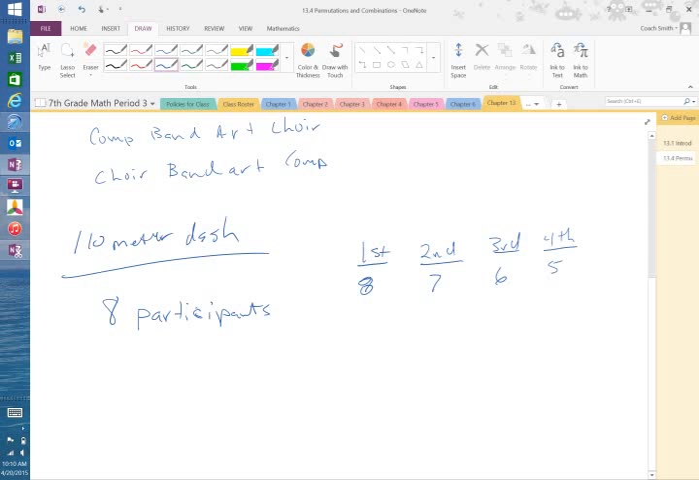So, to figure out how many possible combinations, or how many choices, combination's a bad word because we're fixing to use it as a definition, okay? So we want to know how many choices there are, or how many different ways that we can arrange those places. Then we're going to simply multiply 8 times 7 times 6 times 5. Okay? And let's see, that's going to be 1,680. Okay? So there's 1,680 different ways that you could place 8 participants 1 through 4 in the 110-meter dash.